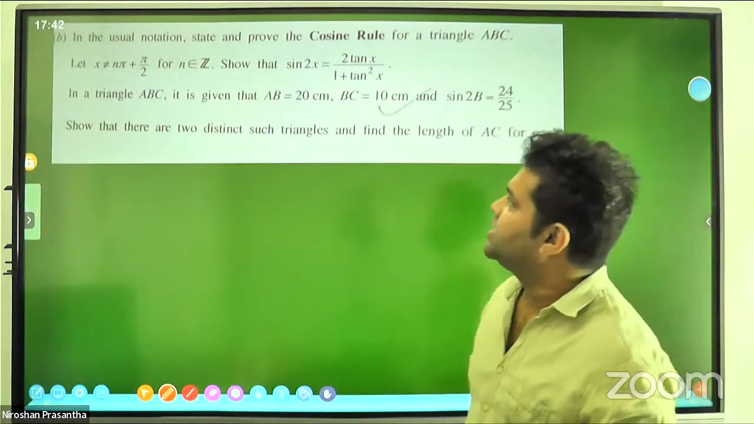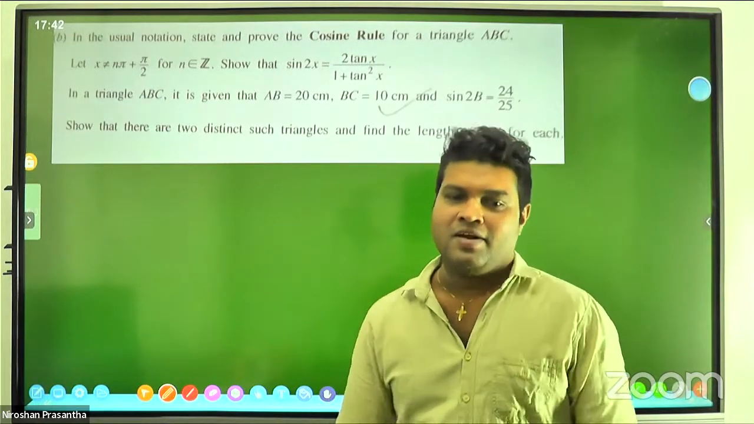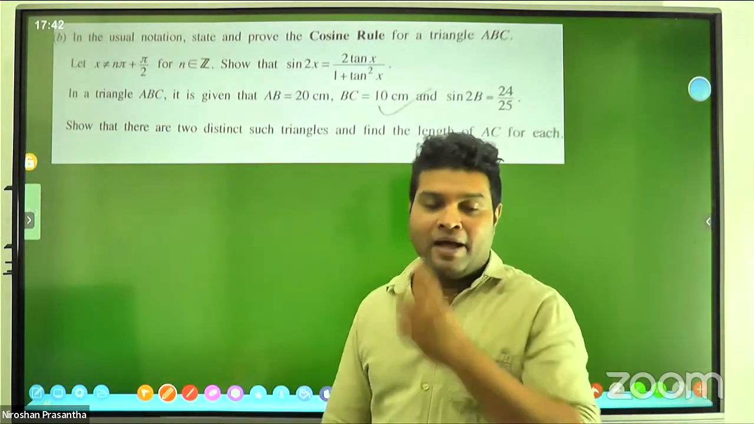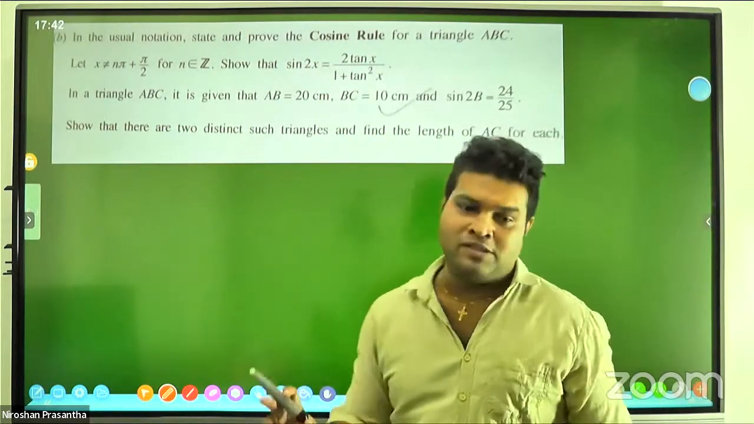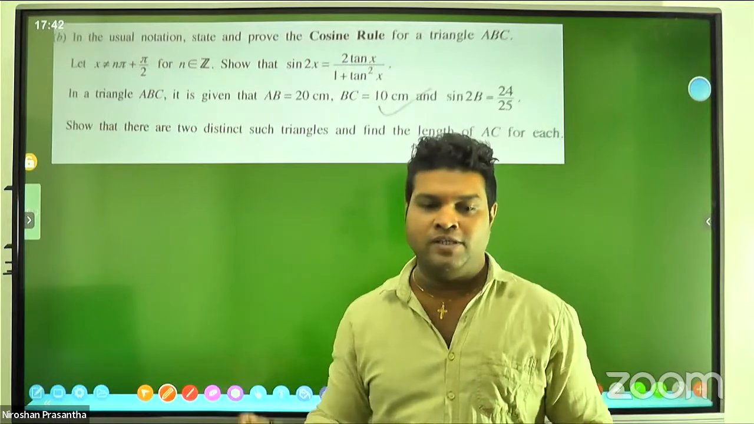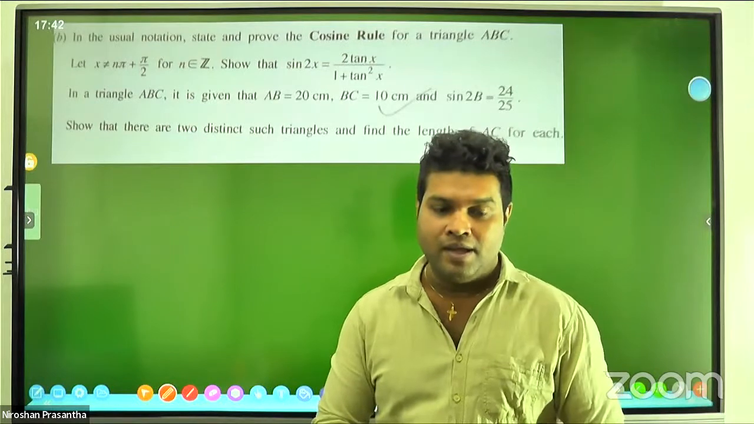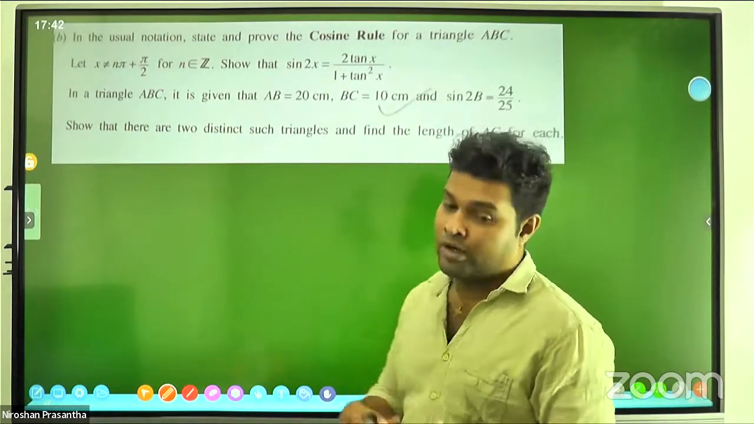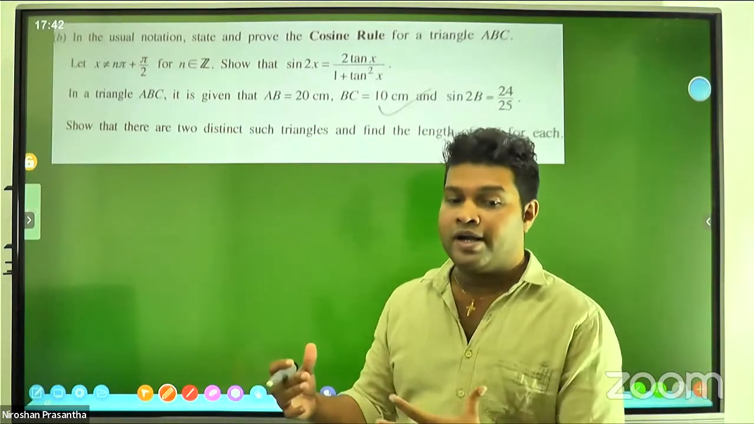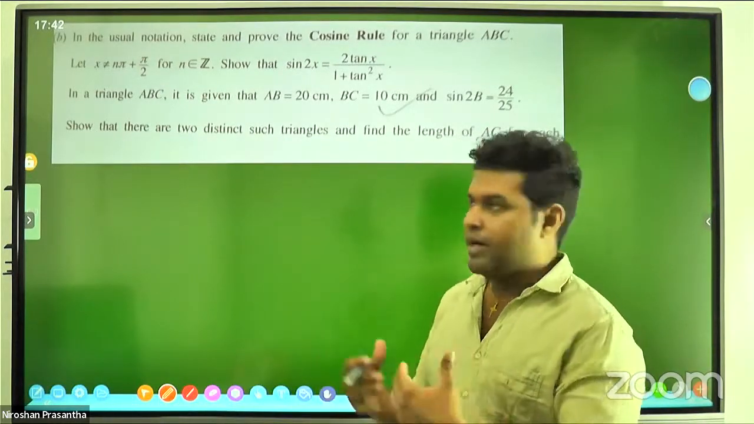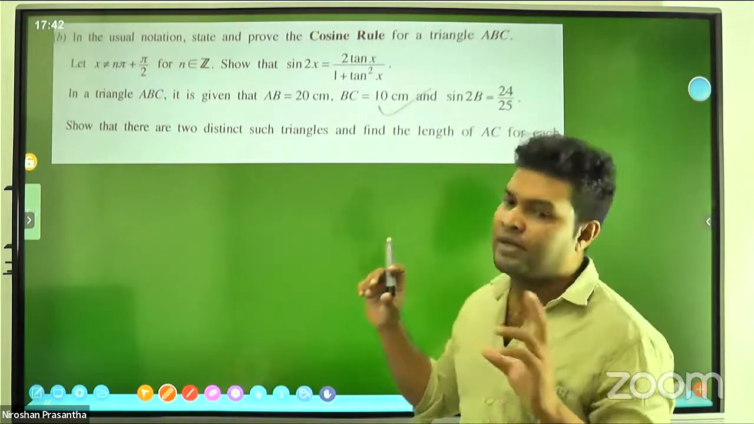In the usual notation, state and prove the cosine rule for a triangle ABC. We will state it because we need it, but I won't discuss the proof because it's theoretical. We can do it for an acute angle triangle, but it will take a lot of time. Then we have to prove it for a right angle triangle as well as an obtuse angle triangle. It is too long, but if the question is asked like this, then you have to do that. It's a little bit theoretical.